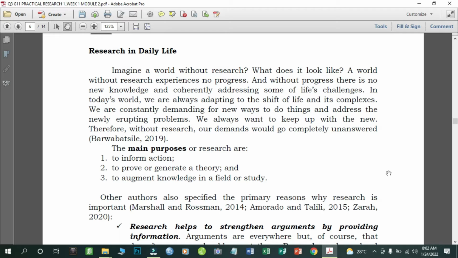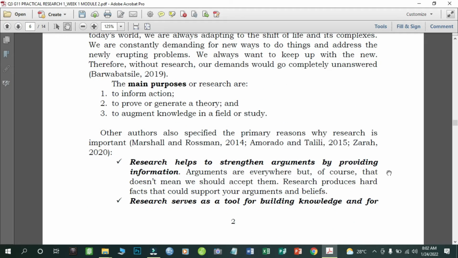Then we have here other authors on the primary reasons why research is important: Marshall and Rossman 2014, Amorado and Talili 2015, and Zara 2020. Research helps to strengthen arguments by providing information. Arguments are everywhere, but of course that doesn't mean we should accept them. Research produces hard facts that could support your arguments and beliefs. That's why it's really important to have research, because it will strengthen your argument, or your claim about that certain knowledge.